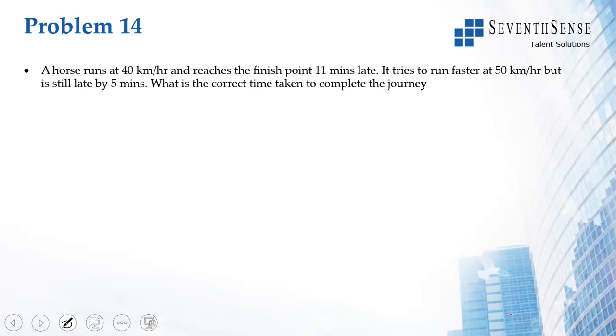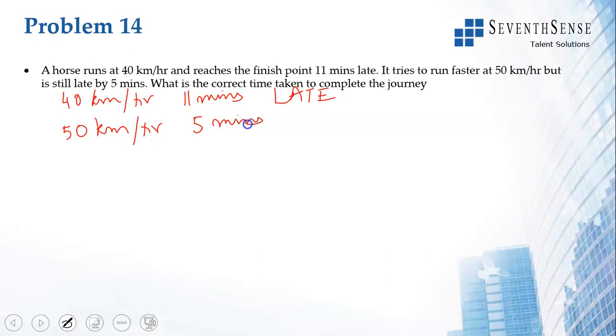Okay. Here, 40 kilometers per hour, 11 minutes late. This is late. 50 kilometers per hour, 5 minutes, but again late. So delta T is now not 11 plus 5, it is 11 minus 5, which is 6 minutes. It is the same as 6 by 60 hours.